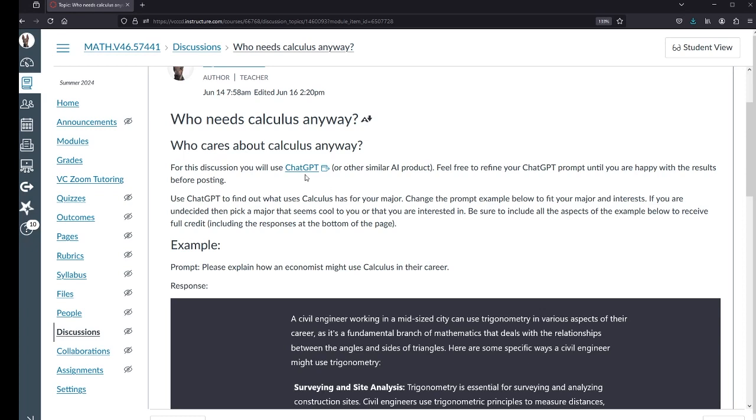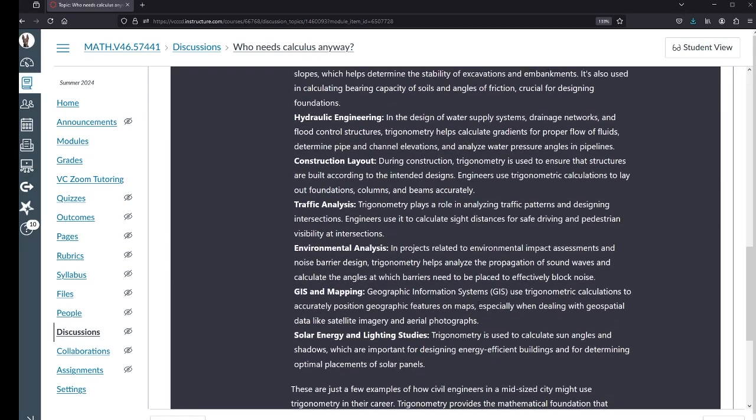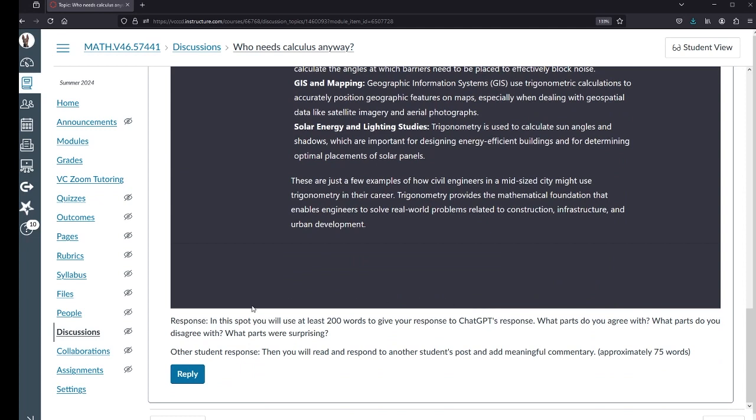So basically what you're going to do is go into ChatGPT, and your prompt is going to be something along the lines of, how does a, and then you insert your major, use calculus in their career. My example here is, please explain how an economist might use calculus in their career. What's going to happen then is that ChatGPT is going to give you a response, and it's going to be a good one. And then you're going to respond to ChatGPT's response. You're going to read what ChatGPT had to say.